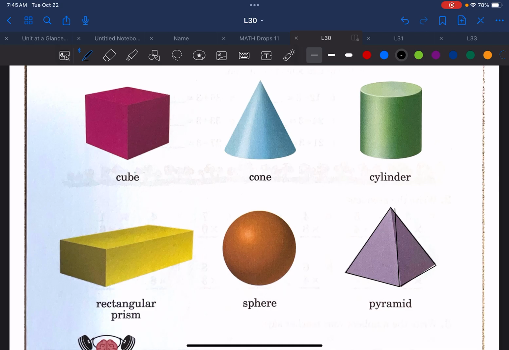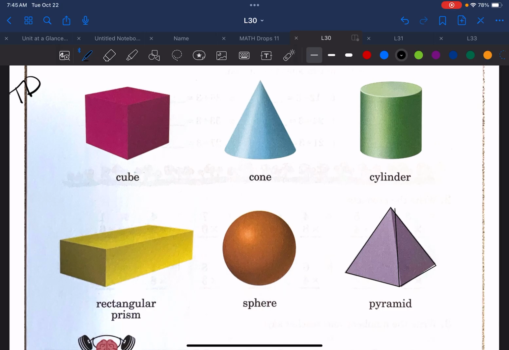All right. Draw a dot on the vertexes of the rectangular prism. Next one, write your initials on the face of the cube. Your initials, like mine is TD, your first initial and your last name initial.